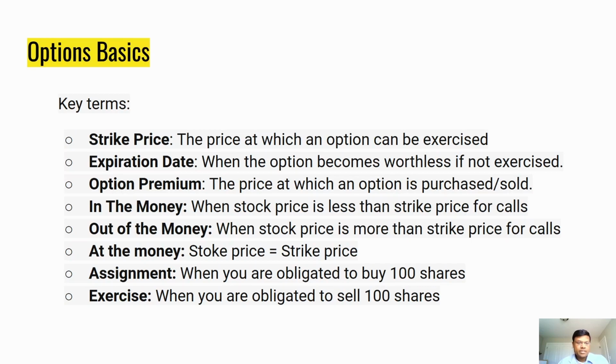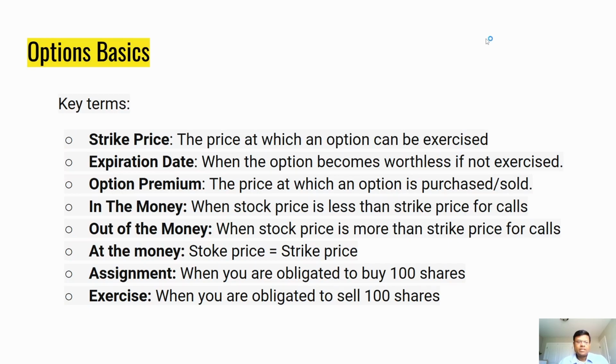When you say the contract is out of the money or option is out of the money, which means that the stock price is more than the strike price. So that's out of the money for calls, and it's opposite in terms of puts. At the money is when your stock price is same as the strike price. So that's when your contract is at the money.